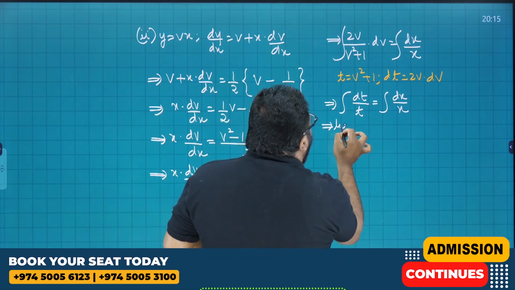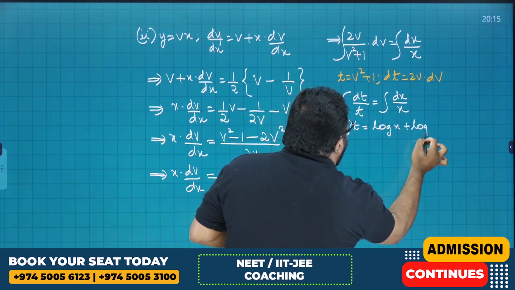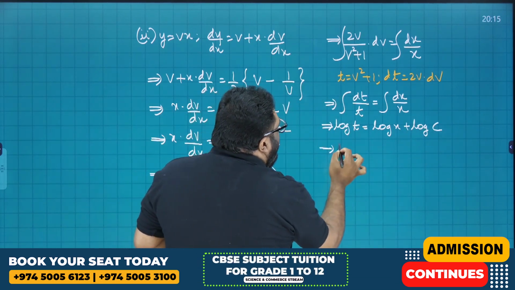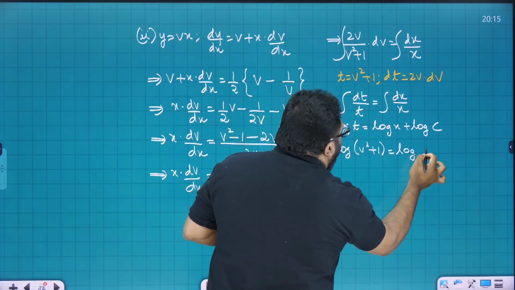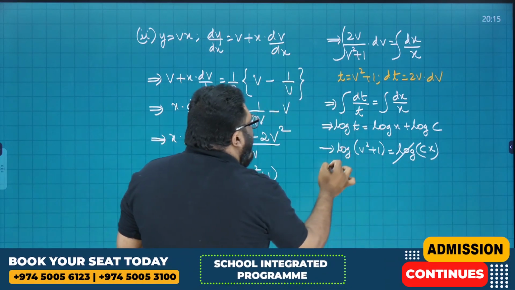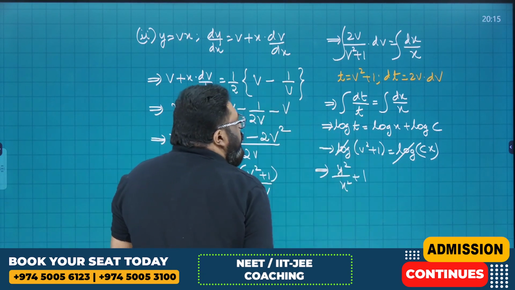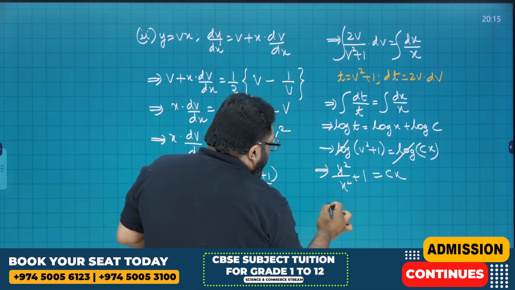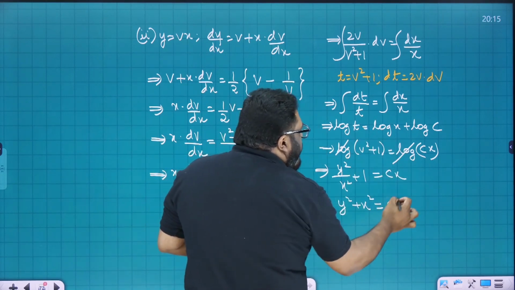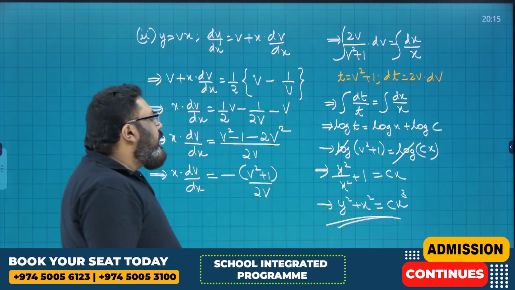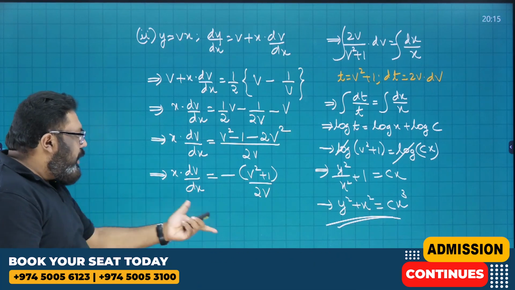Now the answer: log t equals log x plus log c. So log of v squared plus 1 is equal to log cx. Now put back v, my dears. y squared by x squared plus 1 is equal to cx. Beautiful question which you've done already, my dears. So it can be cx cube: y squared plus x squared is equal to cx cube. The final answer is this, my dears. They didn't ask you to find any particular solution at all.